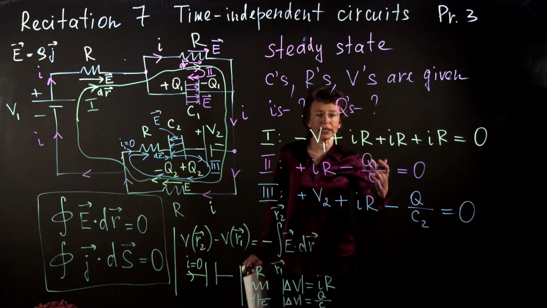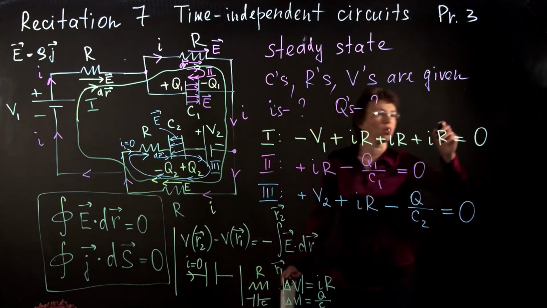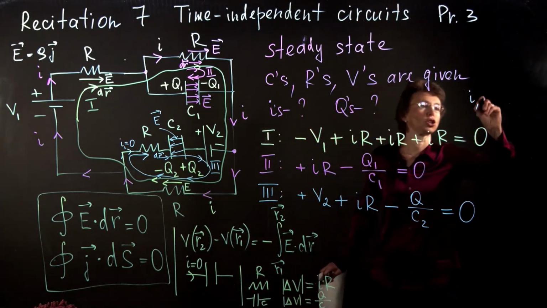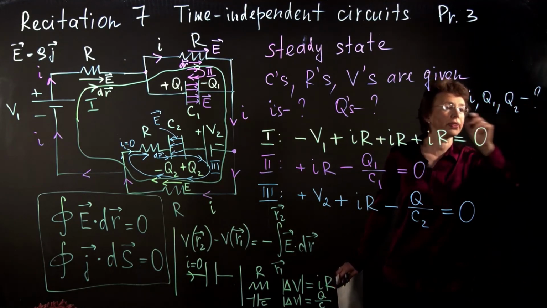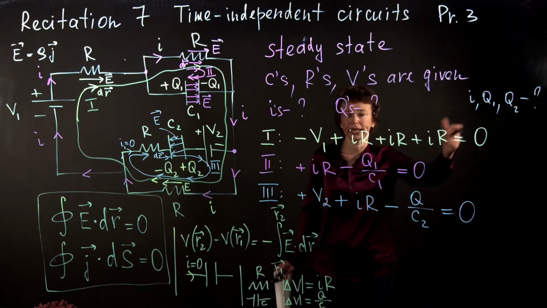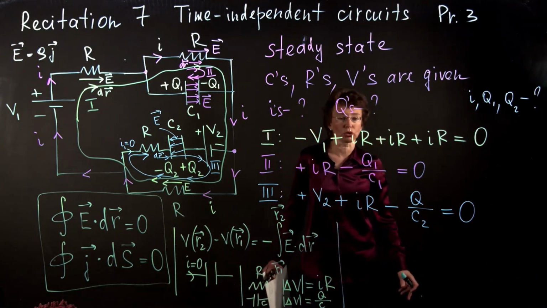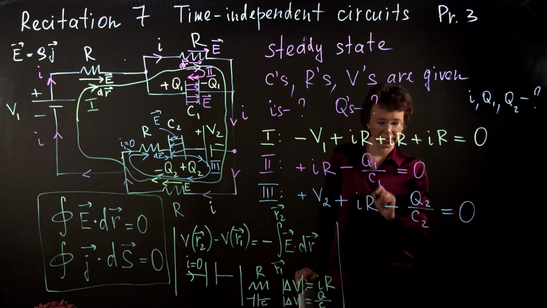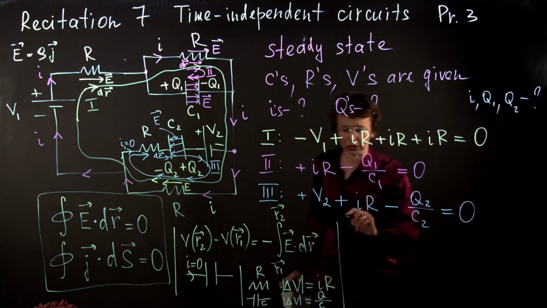Now we have 3 equations. Let's count our unknowns. We don't know current. We don't know charge Q1. And we don't know charge Q2. And that's what we need to find. So we have 3 unknowns and 3 equations. Problem could be easily solved. Sorry. By the way, I forgot to put Q2. Q2 is here. Q1 and Q2. So we have I, Q1 and Q2. That's what we need to find.